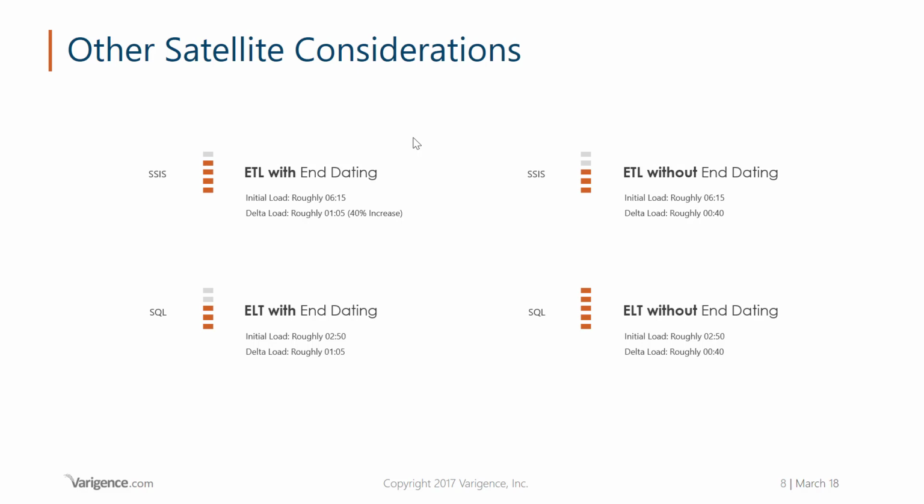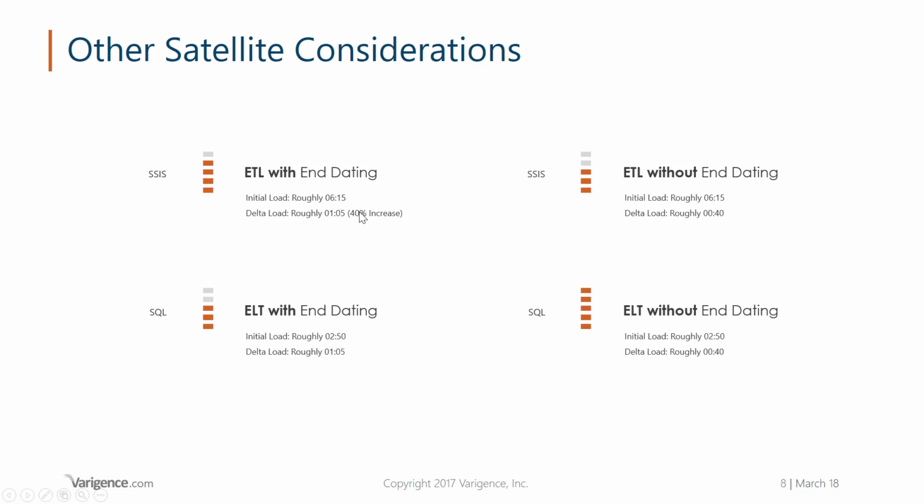So let's have a look at the ETL with end dating. So these are the SSIS packages. Between these two, the initial load actually runs the same execution path, and therefore there's no difference in the execution of the initial load. When we applied the delta of about 1.3 million rows, we see that without end dating it takes only about 40 seconds, and with end dating, it takes a minute and 5 seconds. So that's about 40% less performant.